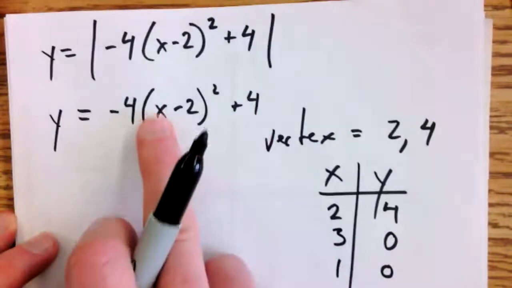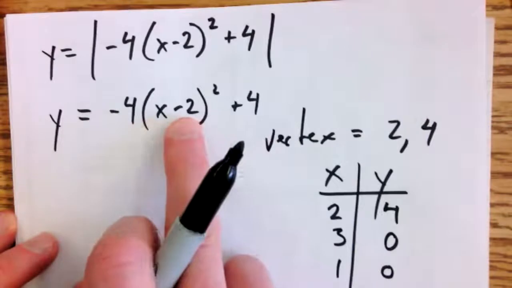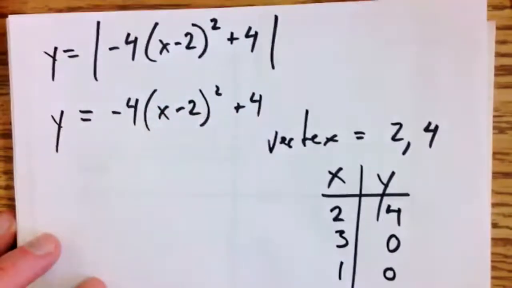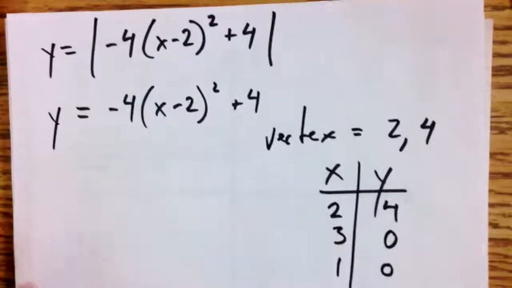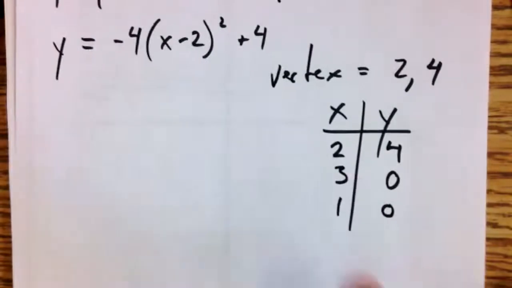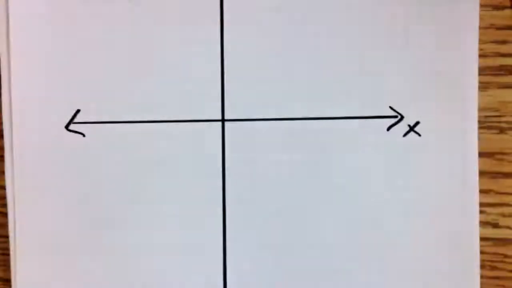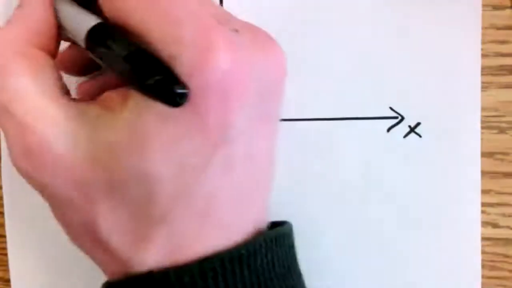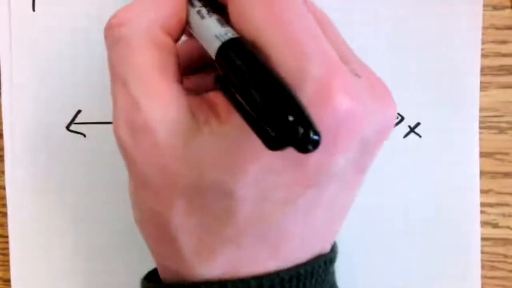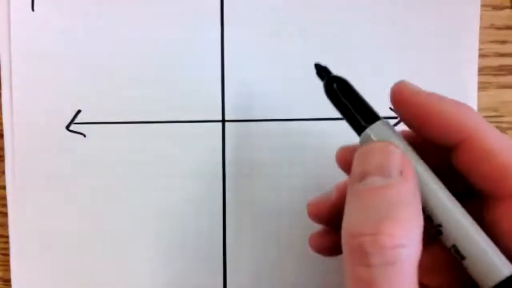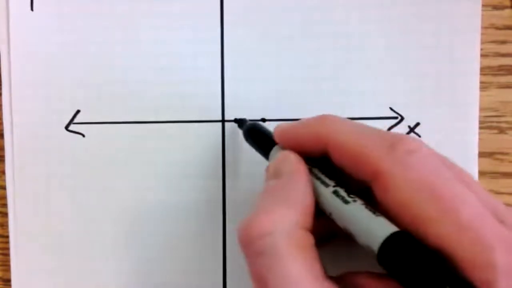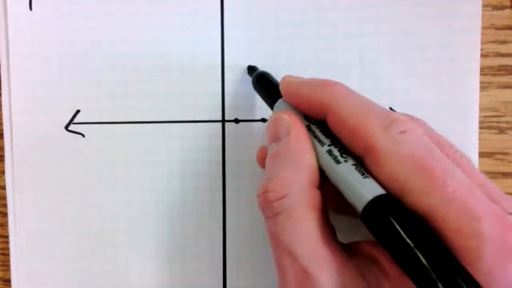What did I start with? 3? No, I started with 1. If I start with 3, 3 minus 2 is 1, 1 squared is 1, -4 times 1 is -4, -4 plus 4 is 0. When we find our zeros, it just makes it way easier. So if we graph this, x is 3 and 1, put the vertex. I'm going to graph in black y equals -4(x - 2)^2 + 4. Our zeros are at 1 and 3. The vertex is at (2, 4).